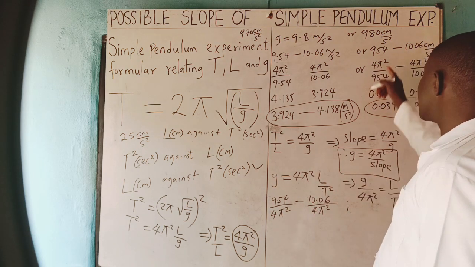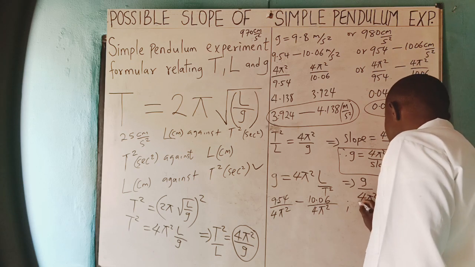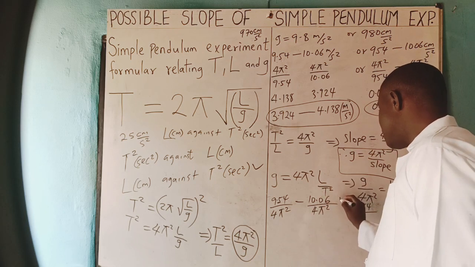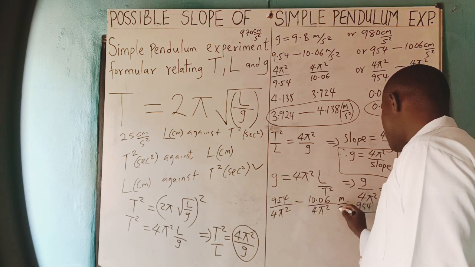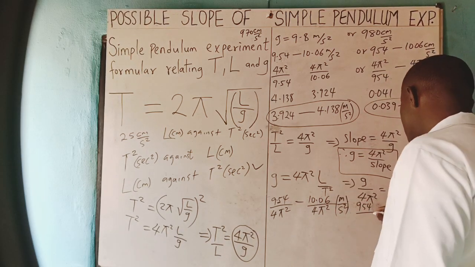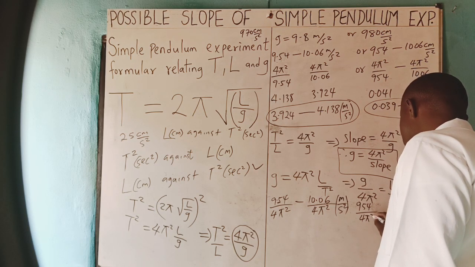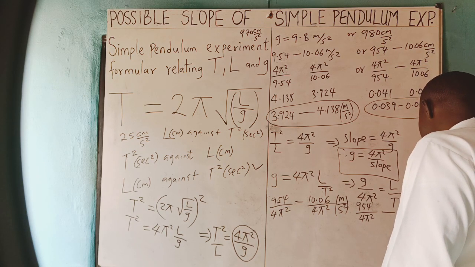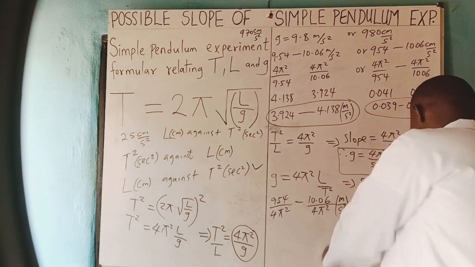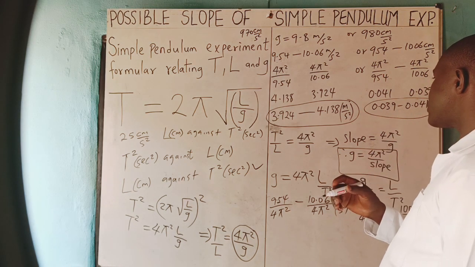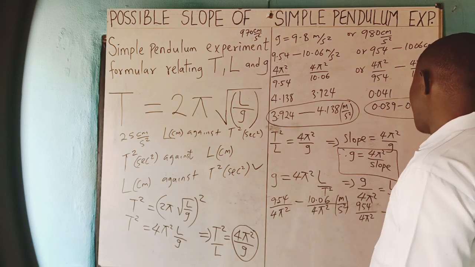Then we also said that for this one, it is 9.54 all over 4 pi squared. What is this unit? This unit is meter per second squared. Then you'll also have the other value all over 4 pi squared, that is in centimeter per second squared. So that is about this.